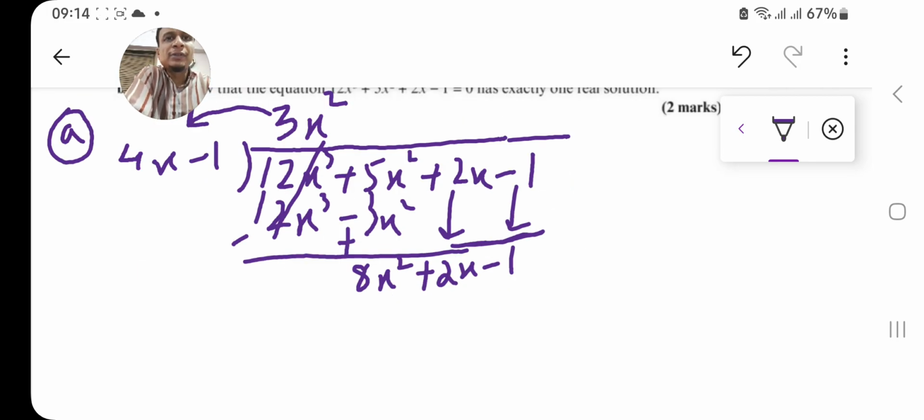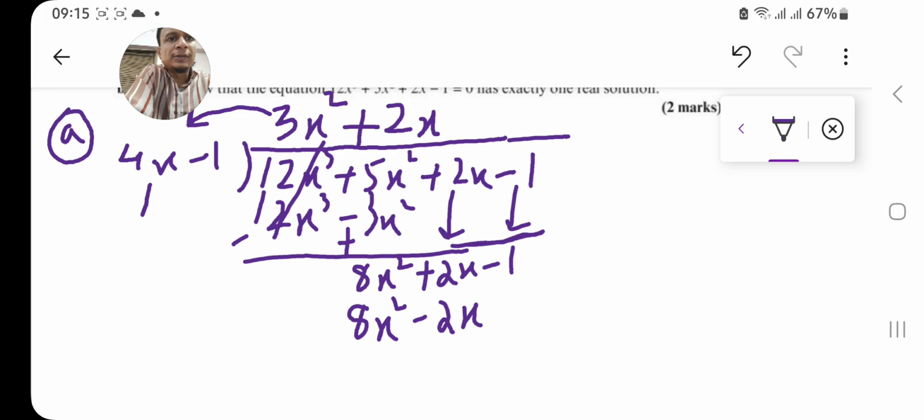Again, focus that here is 4x and here is 8x square. By which term do I multiply 4x to get 8x square? First is the positive sign. 4 multiplied by 2 is 8, so I write 2, and x multiplied by x becomes x square, so I write x here. Now multiply this 2x with 4x minus 1. 2x multiplied by 4 becomes 8x square, and 2x multiplied with minus 1 becomes minus 2x.